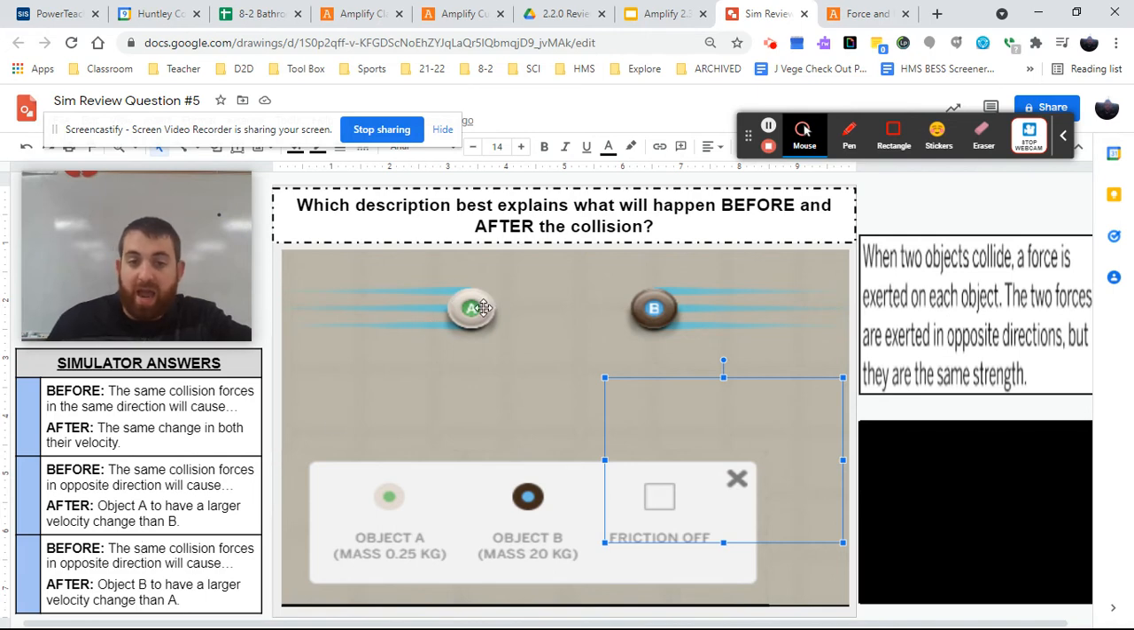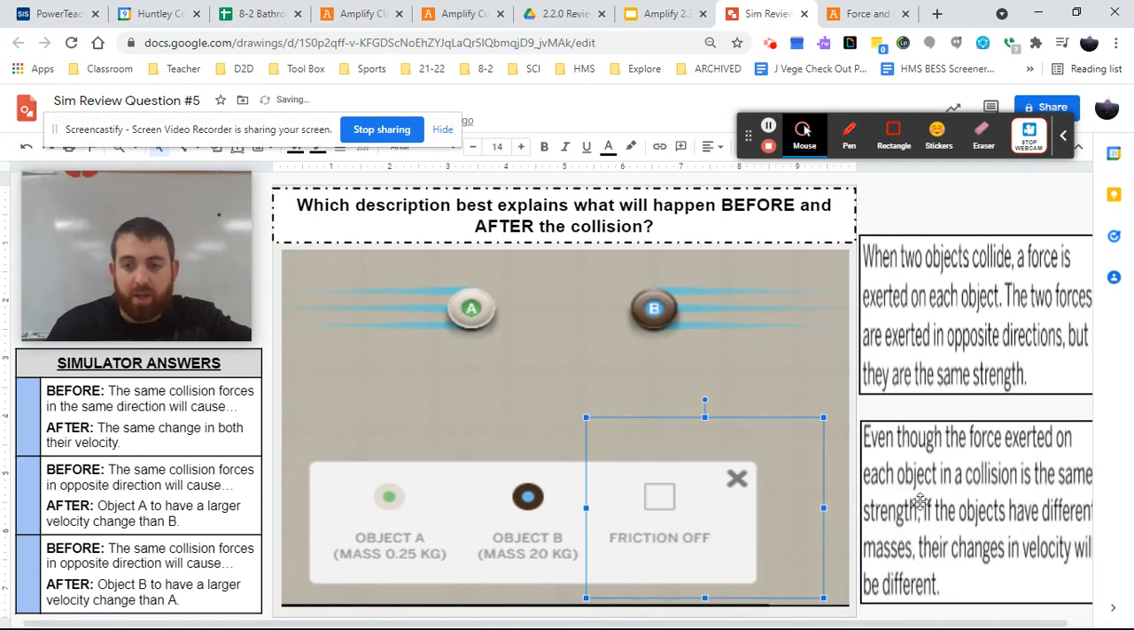The question is, does A have the bigger velocity change or does B have the bigger velocity change? Well, the answer is A has the bigger velocity change, not B. Even though the forces exerted on each object in a collision are the same strength, if the objects have different masses, their changes in velocity will be different. The object with the smaller mass will have the greater change in velocity. Think golf ball would be object B, ping pong ball would be object A.